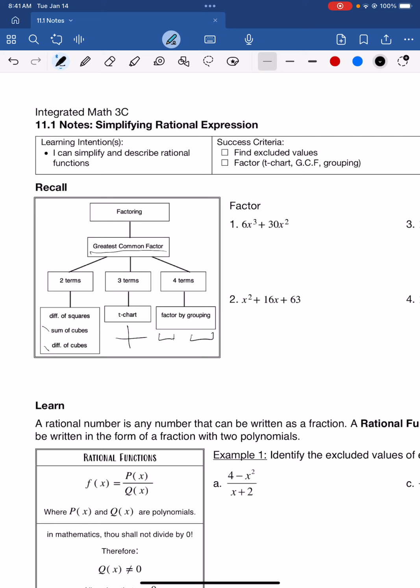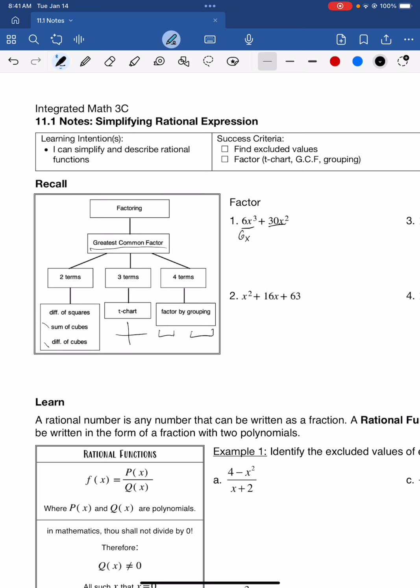So this first one, if we look here, we can see that it has a GCF of 6, and we can also take out an x squared. So when we factor that out here, the first term becomes x, and the second term is going to become 5. Because when you divide that out, you're left with an x. 30 divided by 6 is 5, and then the x squareds cancel as well. All right, so that's what we got there.